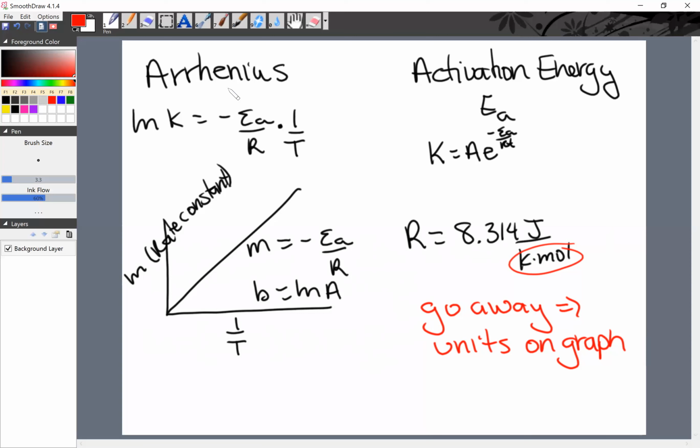So we now have how many equations? We have the reaction rate equation. We have the rate law. We have the linear equations. And now we have the Arrhenius equation.